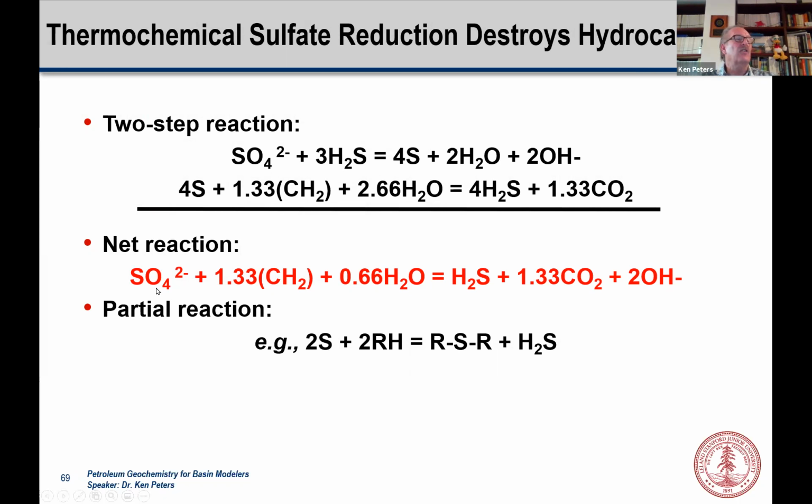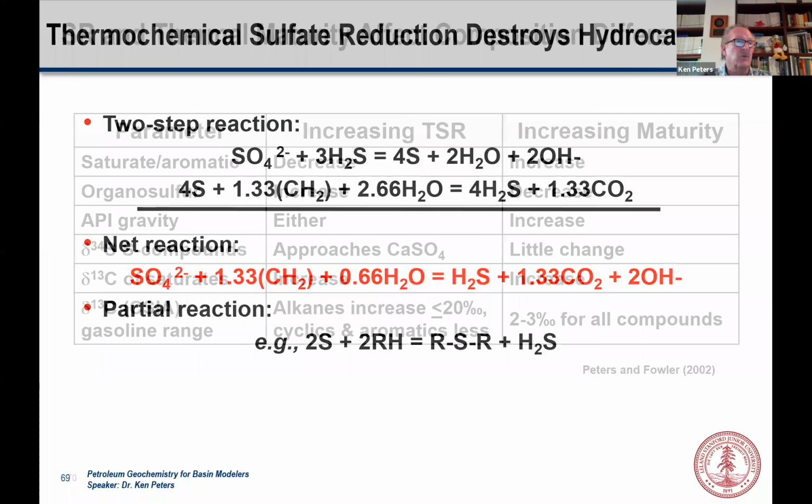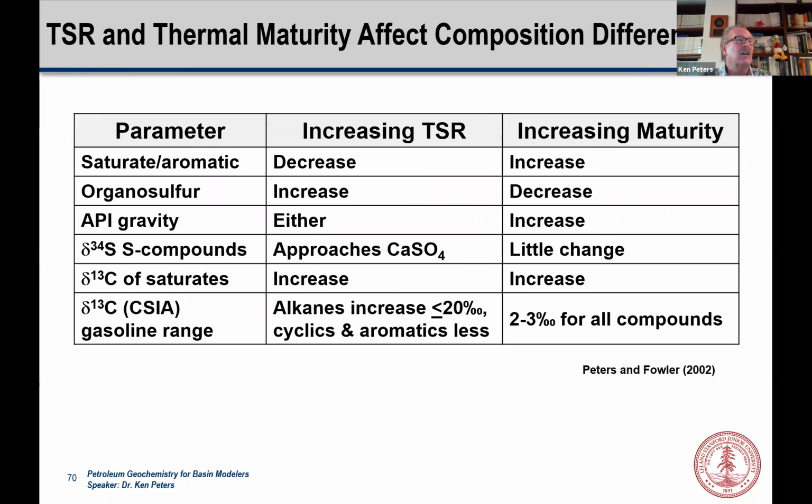The net reaction: you take the sulfate, you oxidize the organic matter, you reduce the sulfate to H2S, and the organic matter is oxidized to CO2. So you're destroying your accumulation. TSR is nasty business, not only because it destroys the accumulation of oil and gas, but it can also produce huge amounts of H2S, which is an extremely nasty gas to run into when you're drilling a well.